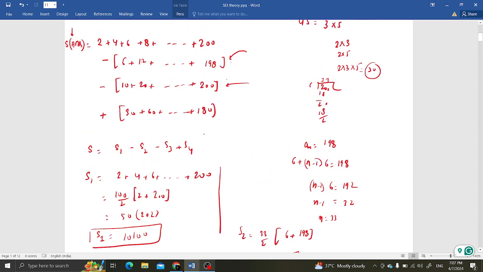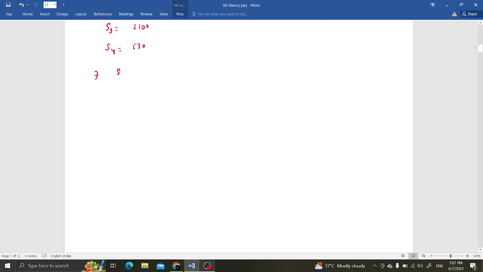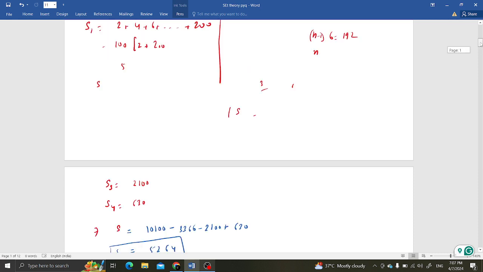What is our first equation? This is our first, main equation. S equals 10100 minus 3366 minus 2100 plus 630. And what we get here is 5264. That is the answer. Okay, you can cross check. The main thing is the method.